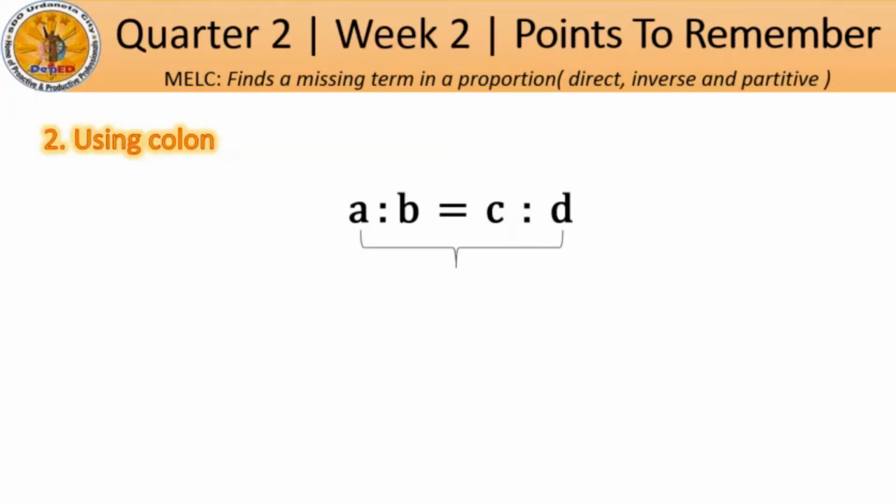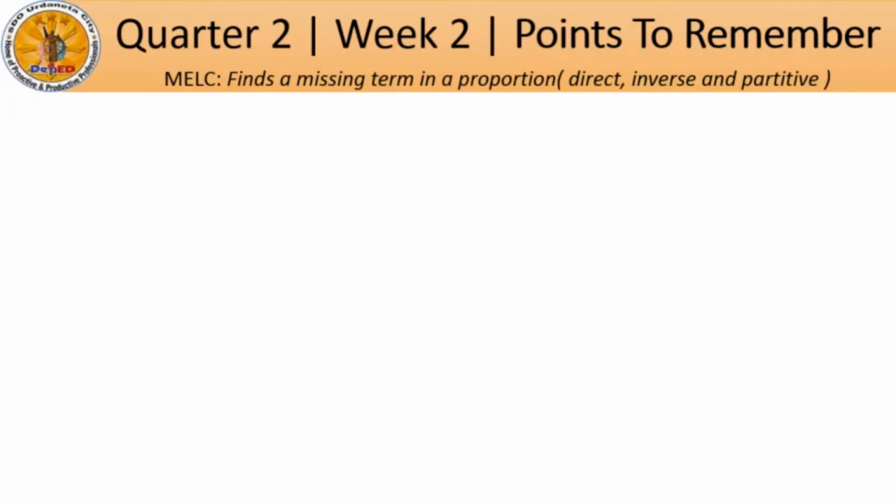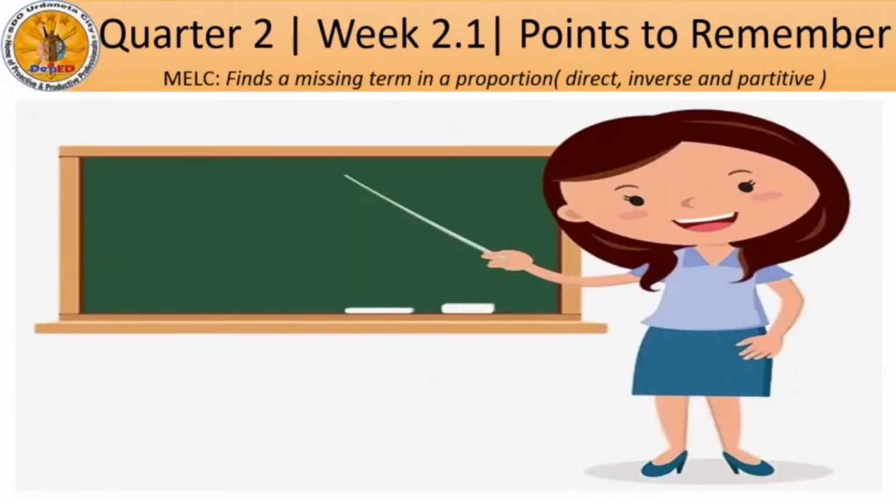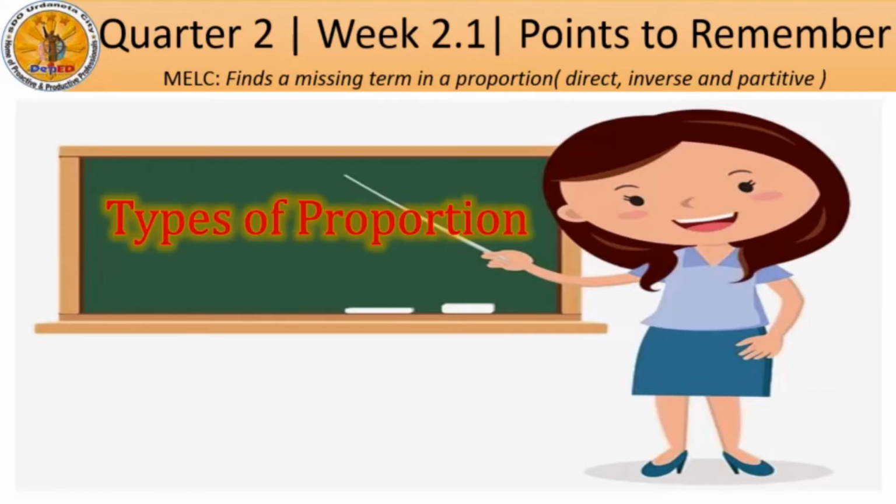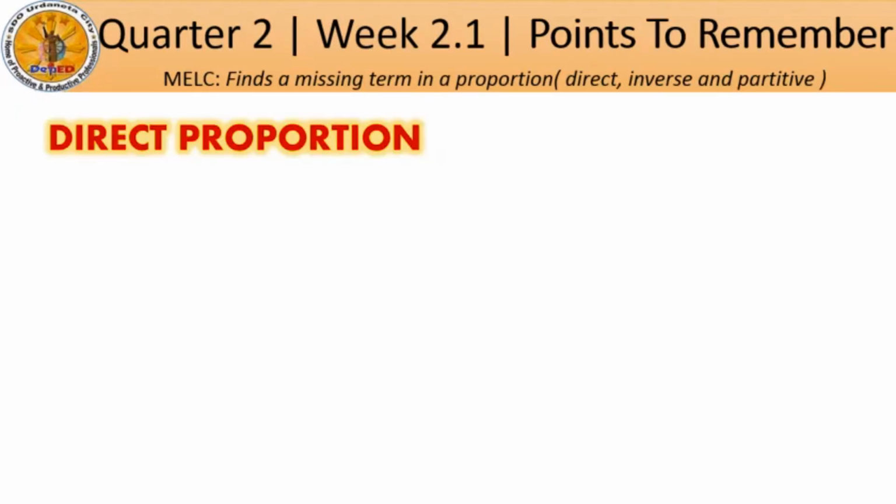We have the outer part, the first and the fourth term, we call it extremes. And the inner part, the second and the third term, we call it means. Then, in today's topic, we will be discussing types of proportion. The first type of proportion is the direct proportion.